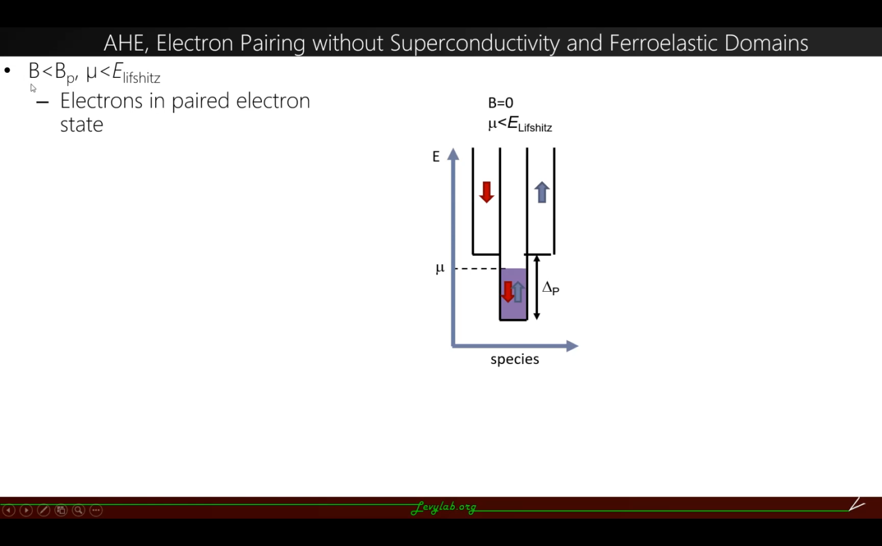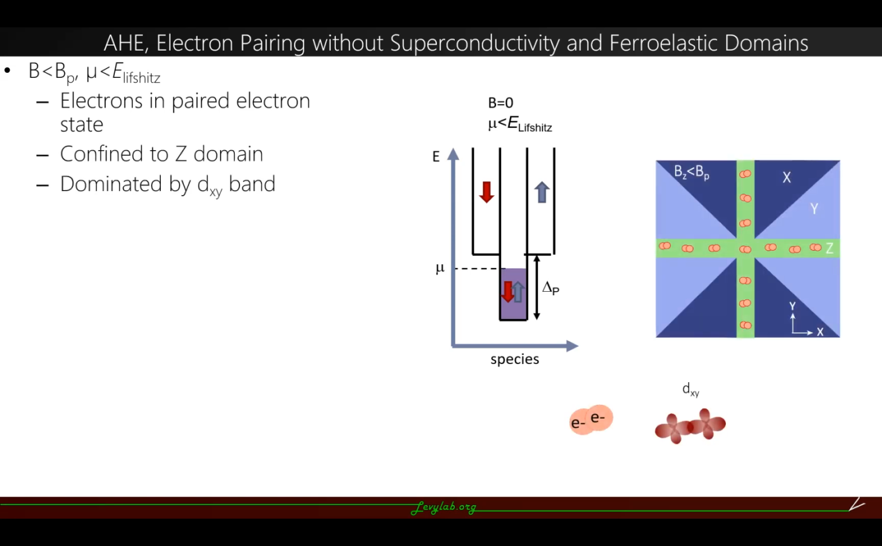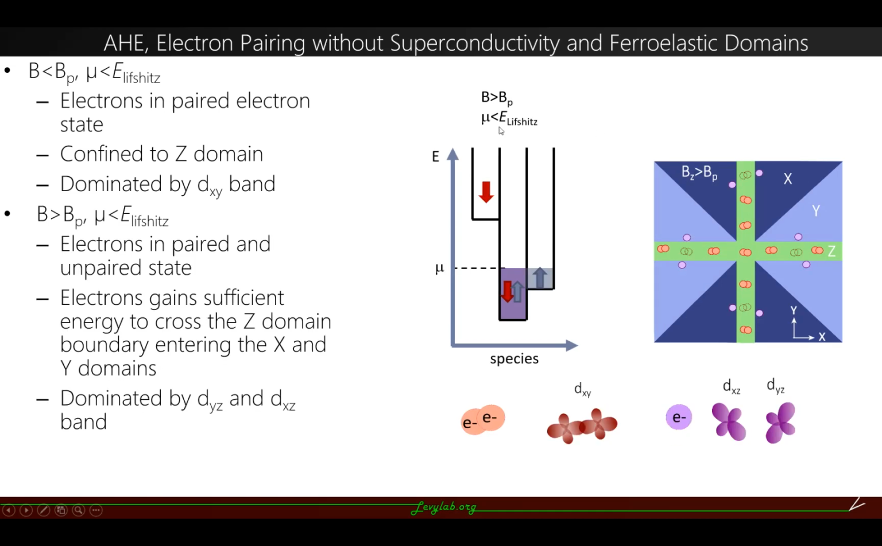Like I said, below this magnetic field and below the Lifshitz transition, the electrons can only exist in the paired states, and we believe that this would be dominated by the z domains, so the electrons will be confined to the z domains, which are dominated by the dxy band. However, if we still keep our chemical potential below the Lifshitz transition but increase the field above this depairing field, the electrons, according to this picture, can exist in both paired and unpaired states. The electrons now gain sufficient energy to cross the z domains and go to the x and y domains, which are dominated by the dxz, dyz bands. This transition of the electrons from the paired to the unpaired states, and possibly from the z domains to the x and y domains, can lead to the anomalous Hall effect.